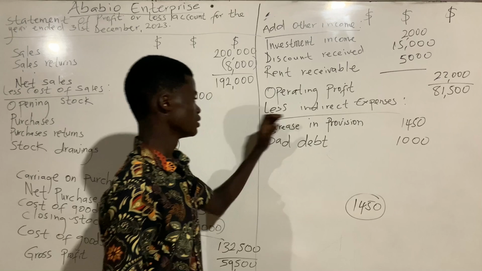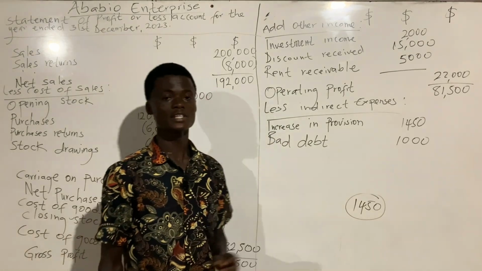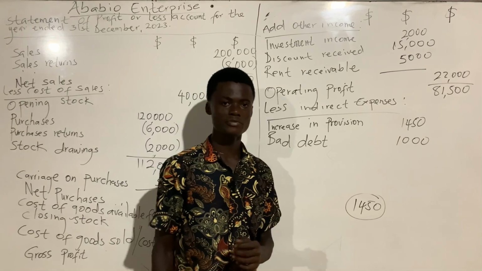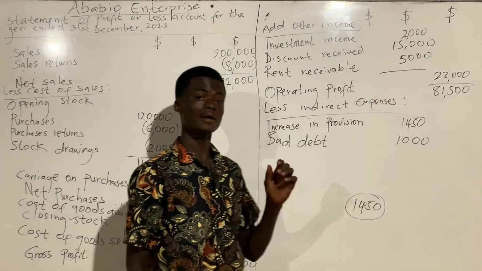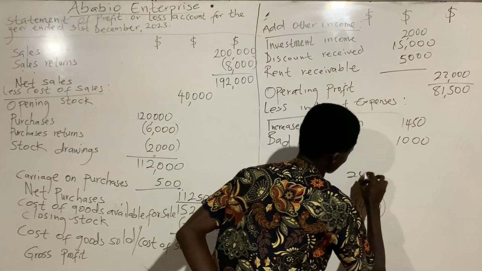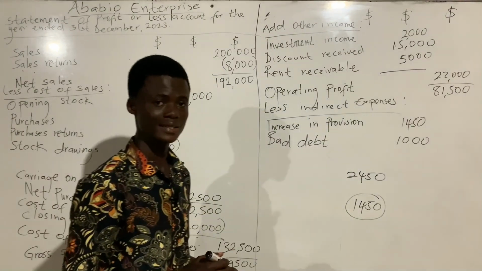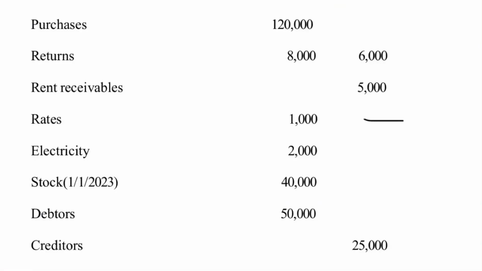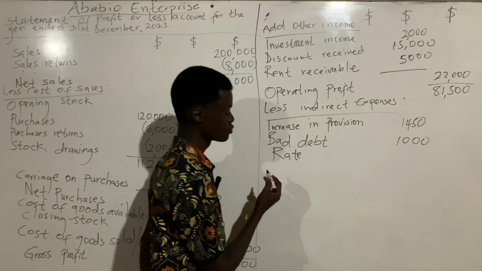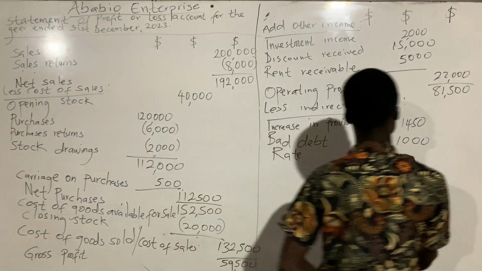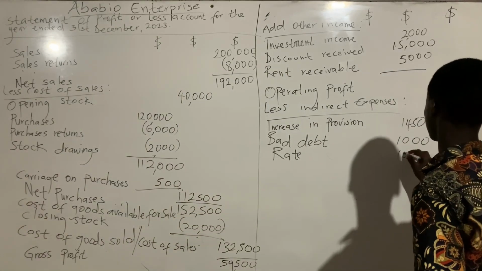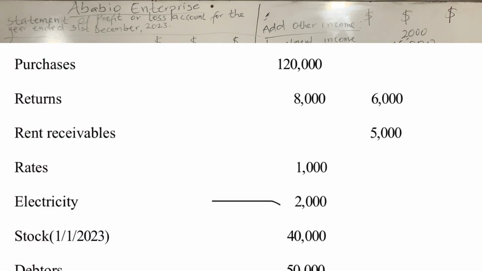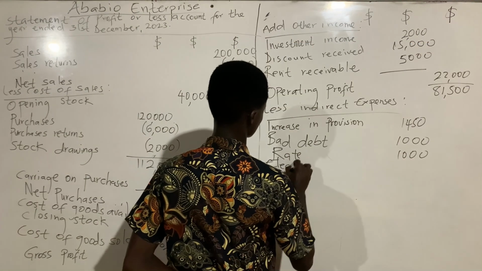And also, the provision for doubtful debt, since it is in the additional information, it is left with the second treatment. So its second treatment is that the current year provision, that's the one we had as 2,450, will be subtracted from our trade debtors figure when we get to the statement of financial position. So per the trial balance, our next indirect expense is rates. And because this rate is not subject to adjustment, it will be sent straight to the middle column. Its amount is $1,000. So after the rate, we have electricity as our next indirect expense. So we will write electricity.